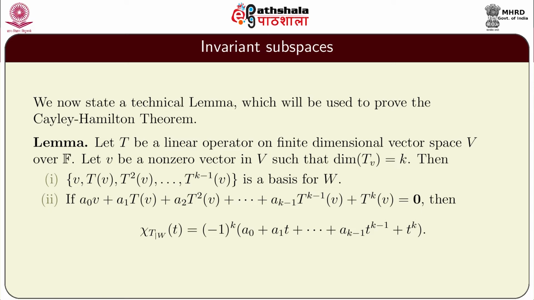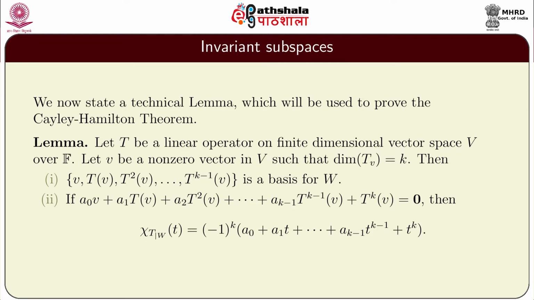Then the first part says that the set of vectors v, T v, T square v and so on, T to the power k minus 1 v is a basis for the subspace T v, and if we take this non-trivial linear combination of the vectors v, T v, T square v and so on up to T k v, such that a0 v plus a1 T v plus a2 T square v and so on a k minus 1 T to the power k minus 1 v plus T k v is the 0 vector, then it can be proved that the characteristic polynomial of the restricted operator, that is chi T restricted to W, is nothing but minus 1 raised to k multiplied by a0 plus a1 T plus a2 T square and so on a k minus 1 T to the power k minus 1 plus T to the power k.